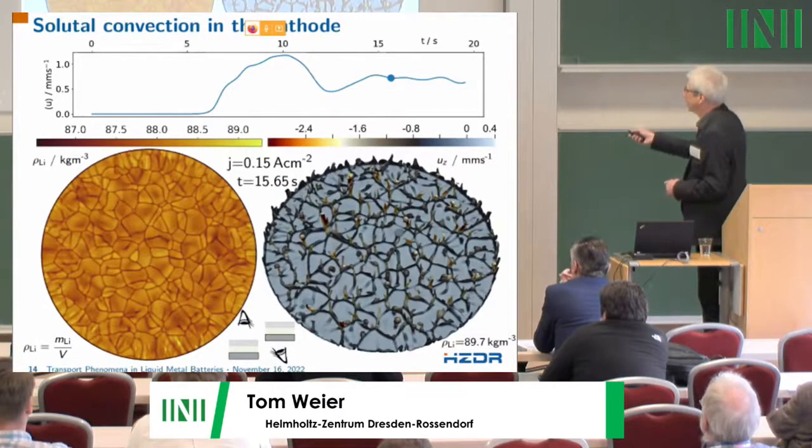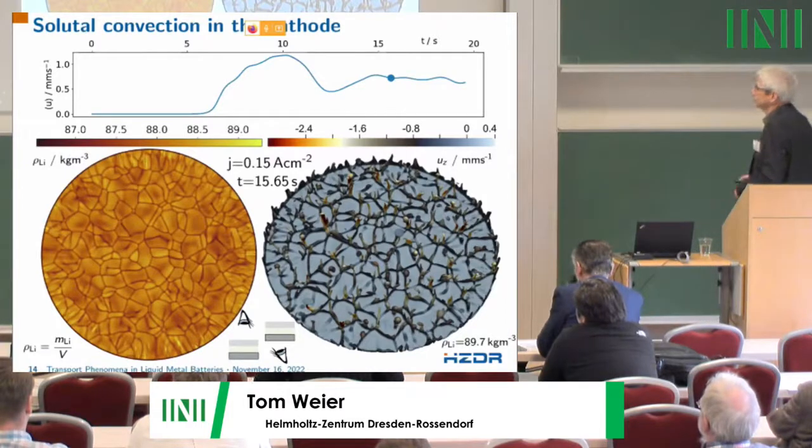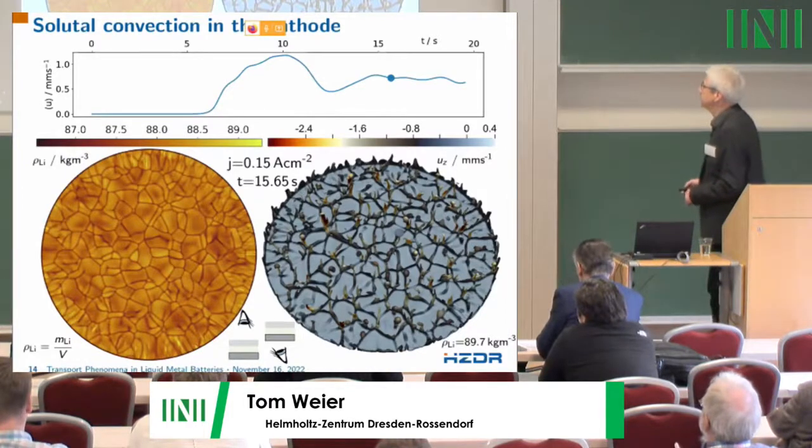So these are equi-density contours, and this is a view from the top on lithium concentration, basically.